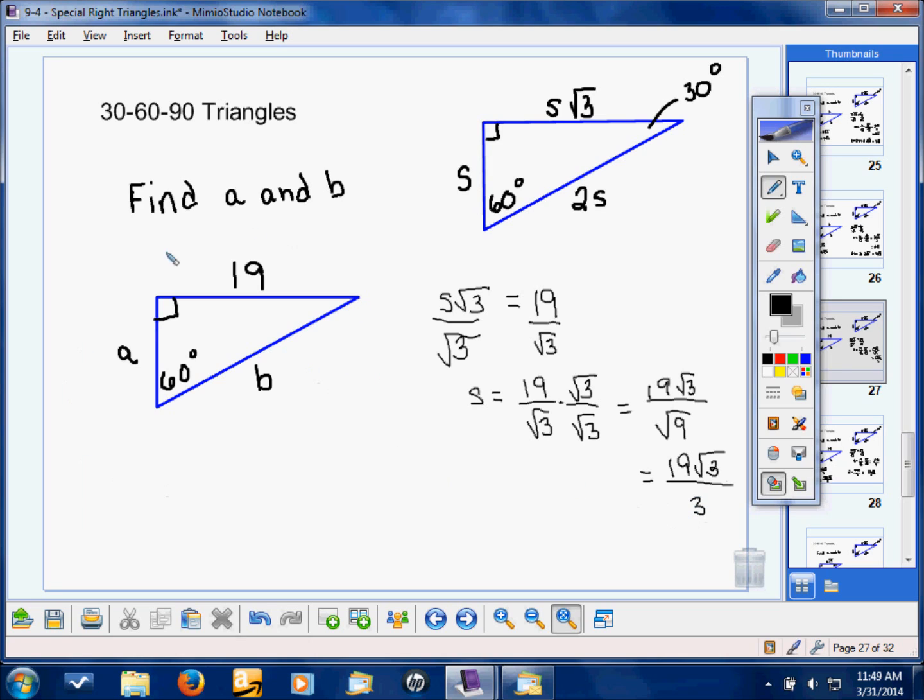That's right. Which one is that? A. Good. So it's A, 19 square root of 3 over 3. Actually, I was going to call it next. Oh, I'm sorry. So for B, which side of your template is B on? 2S. So we need to plug in this for S.